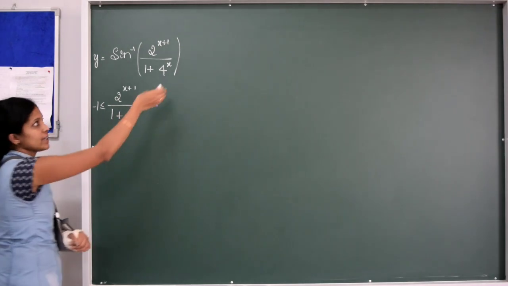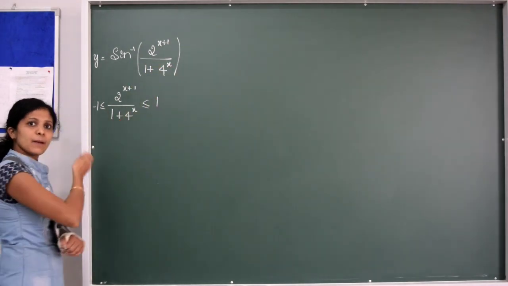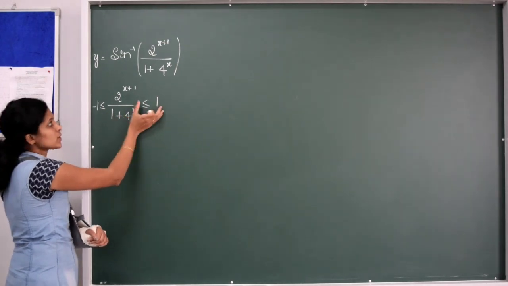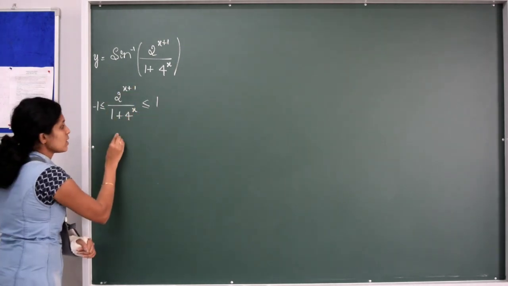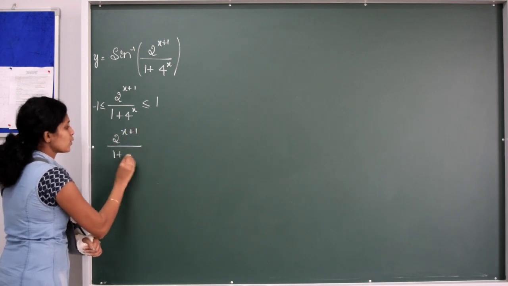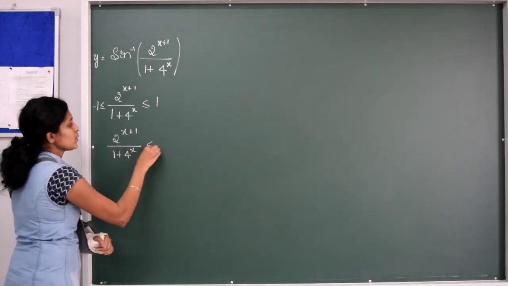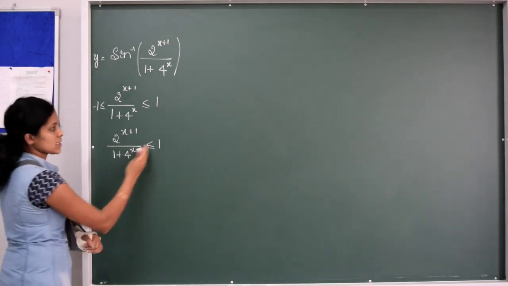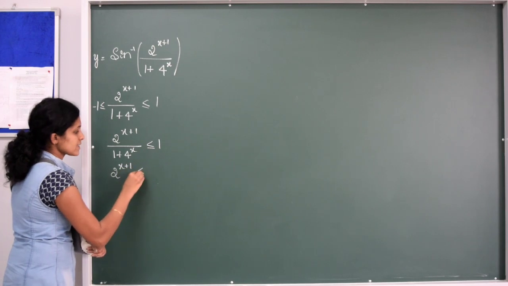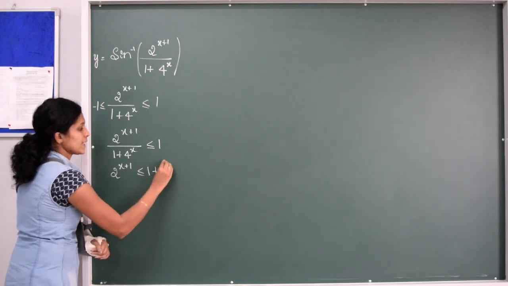You know that sin inverse of minus x will be minus sin inverse x, right? So we will consider this one as a positive quantity. So we will consider the modulus. So this is now 2 to the power x plus 1 divided by 1 plus 4 to the power x is less than or equal to 1. Is it clear? So this is less than or equal to 1. By this I can write 2 to the power x plus 1 is less than or equal to 1 plus 4 to the power x.